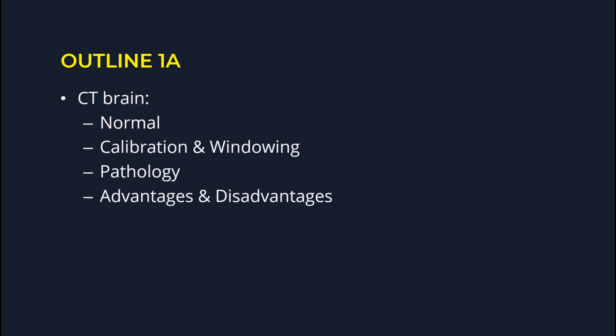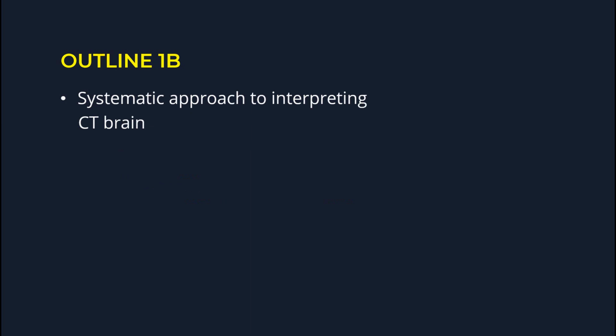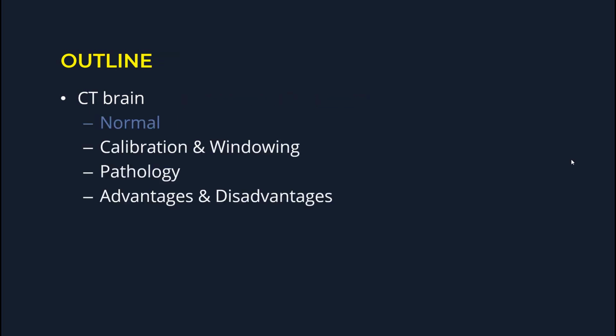In the first part, we are going to go over how normal structures appear on a CT scan of the brain, what calibration and windowing mean and how that affects the way the image appears, how basic pathology appears on CT and why, and we'll cover some of the advantages and disadvantages of CT. The second part, which is intended more towards radiology residents, goes over a systematic approach to interpreting a CT scan of the brain. So let's start with part one: how do normal structures appear on a CT scan of the brain and why.